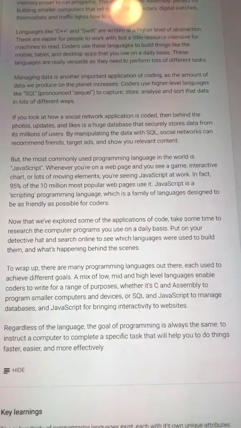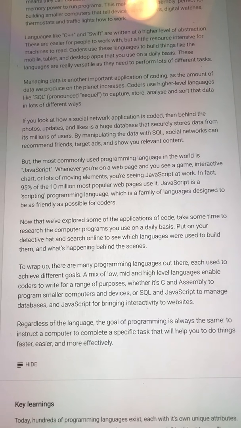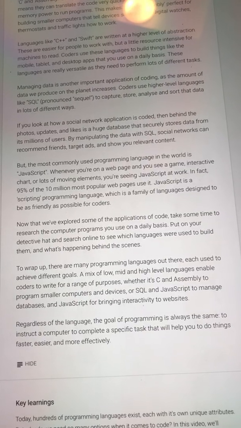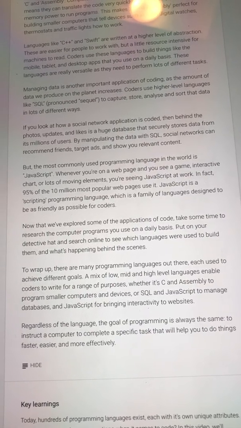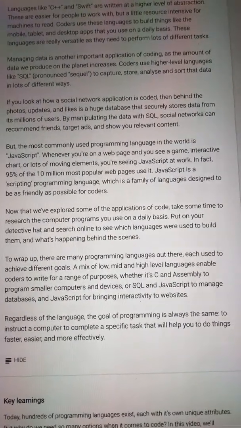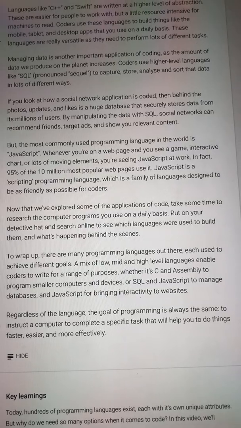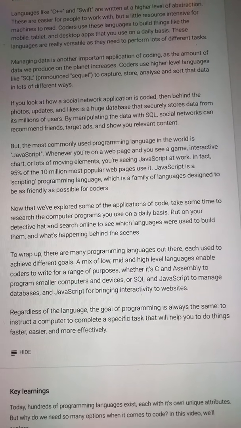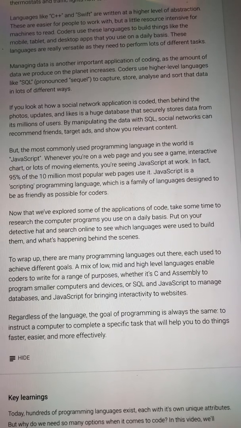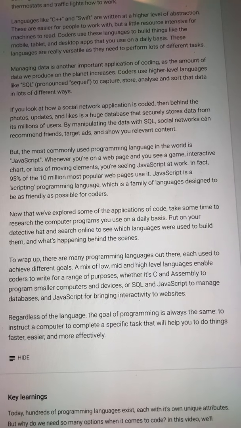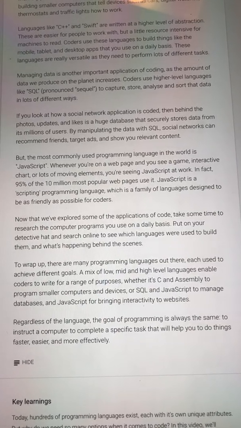To wrap up, there are many programming languages out there, each used to achieve different goals. A mix of low, mid, and high-level languages enable coders to write for a range of purposes, whether it's C and assembly to program smaller computers and devices, or SQL to manage databases, and JavaScript for bringing interactivity to websites. Regardless of the language, the goal of programming is always the same: to instruct a computer to complete a specific task that will help you to do things faster, easier, and more effectively.